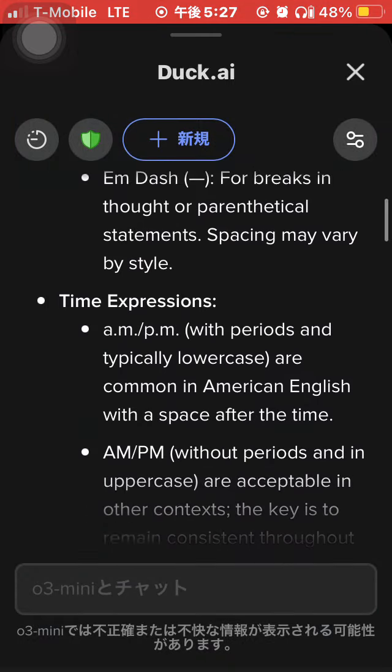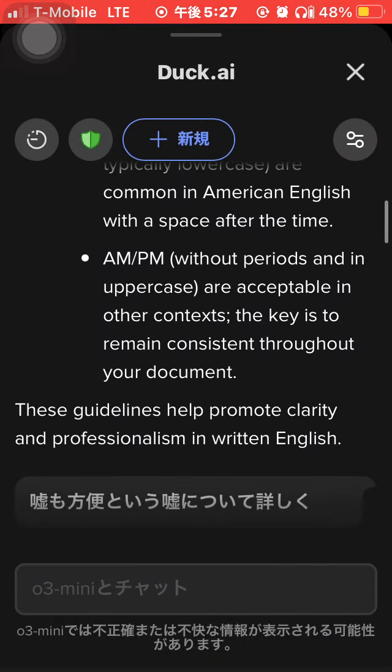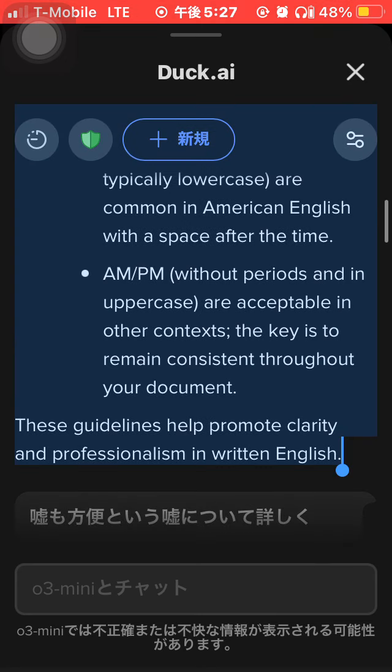Time expressions: a.m., p.m. with periods and typically lowercase are common in American English with a space after the time, and AM, PM without periods and in uppercase are acceptable in other contexts. The key is to remain consistent throughout your document. These guidelines help promote clarity and professionalism in written English.